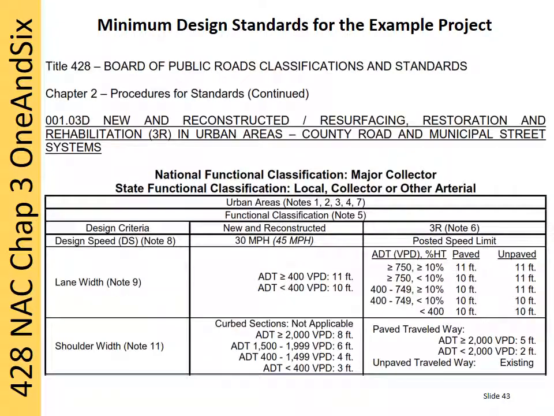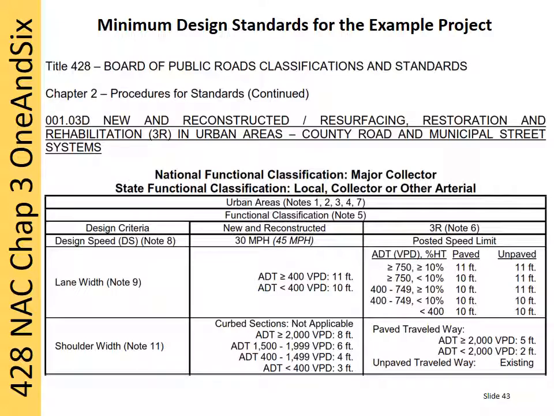Table 3D on page 57 applies. First, since the base course will be reconstructed, the work type is new and reconstructed. See page 39 of the minimum design standards. The new and reconstructed values are in the middle column. If this was a 3R project, the values would come from the column on the right.